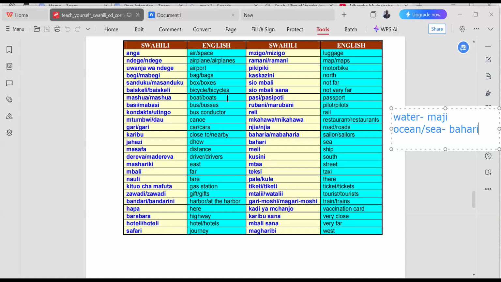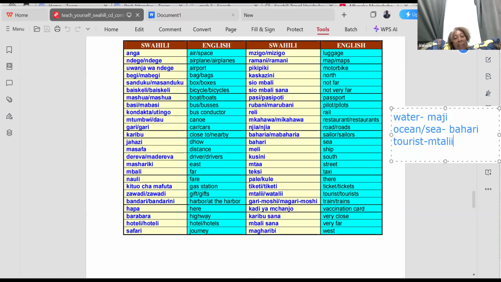Now, the other things remaining are not basic traveling words, so I will also share this screenshot so that you can learn the rest. For example, a tourist is very important. A tourist is mtalii. They are called watalii. So, I'm a tourist: Mimi ni mtalii. I'm a tourist.